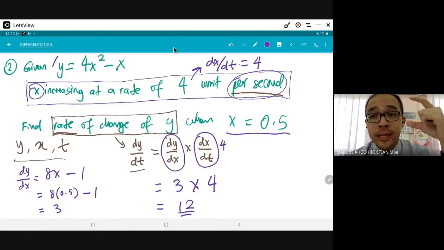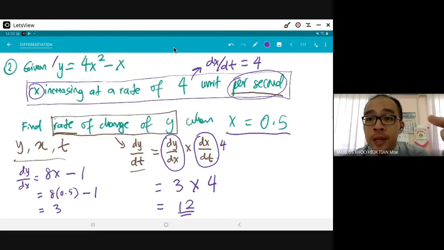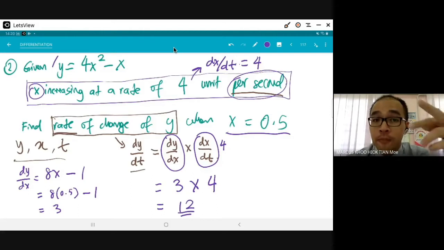So this question is actually easy. You just have to find the value, sub in, and then multiply. If you need to, you have to flip it. But in this case you don't need to flip. You just find dy/dx, find dx/dt.